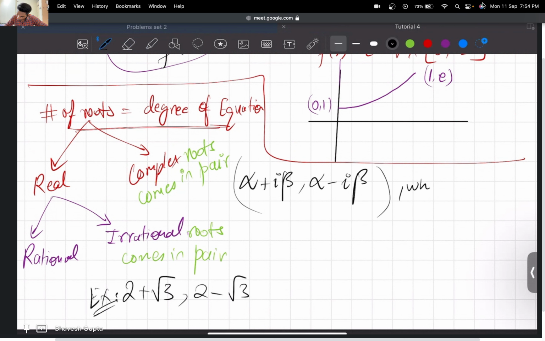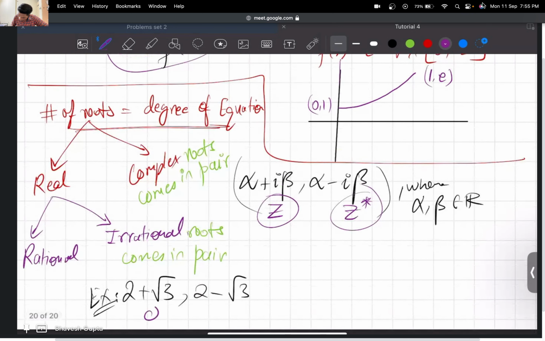where alpha and beta belong to some real number. But the idea is, if this is z, some complex number, then this is z star. And if this is q, then this is q star. Star in the sense it's a conjugate, conjugate irrational root number. So let me write this down as conjugate irrational.